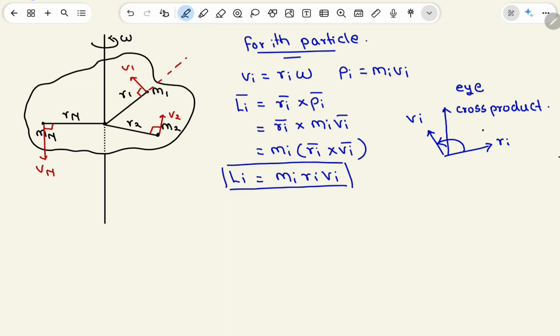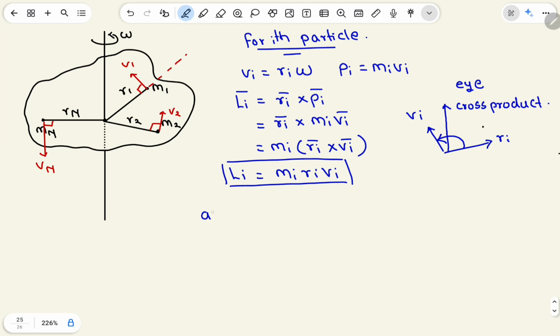So by using this basic rule of cross product, we can easily see that for all the particles for which the r's and the v's are in the horizontal plane, the L_i, which is found out by taking a cross product of r's and v's, is going to be vertically upwards, which is nothing but in the direction of omega. So all L_i bars will be vertically upwards.